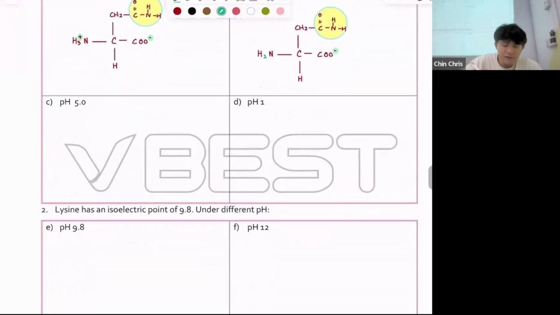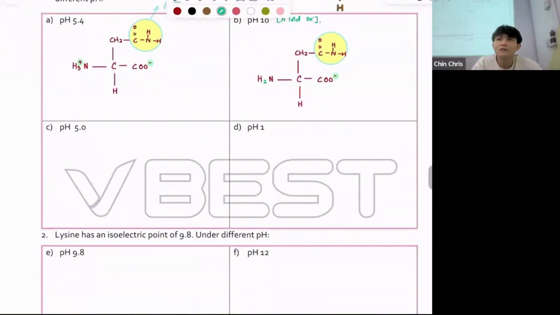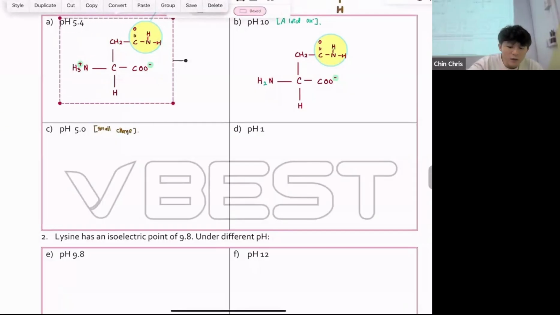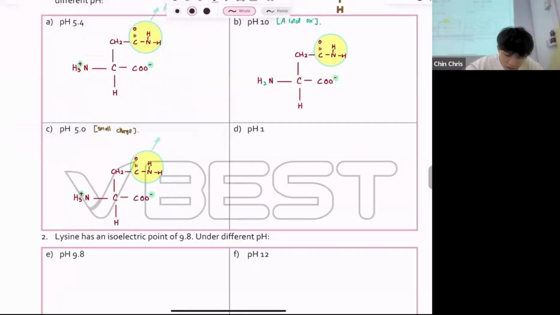All right, guys, next. pH 5. How? So, guys, do you see that pH 5 is a small change, right? So, if it's just a small change, your amino acid will stay the same. Okay, understand?